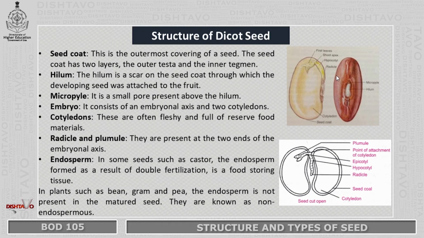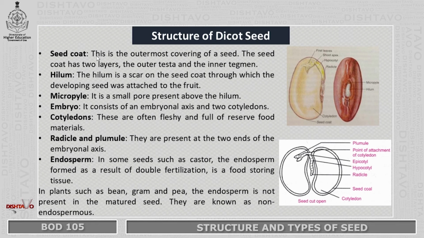Now let us look at the structure of the dicot seed. The dicot seeds are made up of two cotyledons, and as you can see in the image, same as that of the monocots except the number of cotyledons, most of the plant parts or the organ parts remain the same. That is the seed coat. Here there is hilum, a micropyle, embryo, cotyledons, radicle and plumule and endosperm.